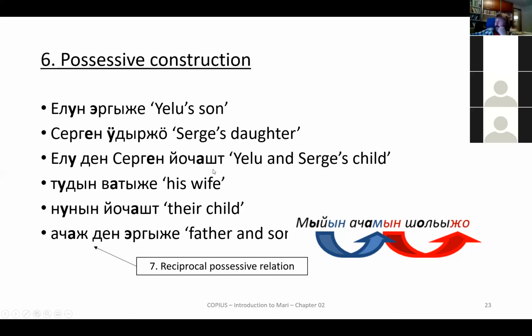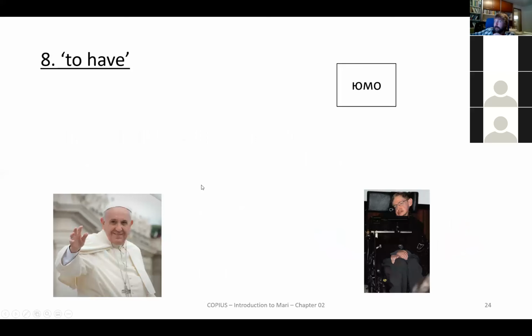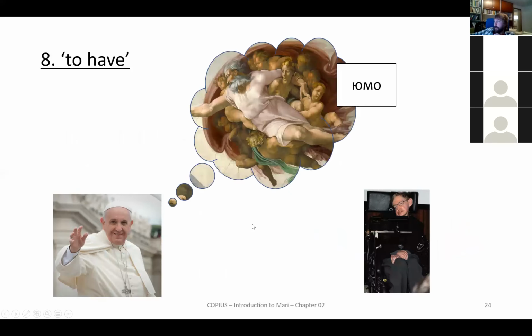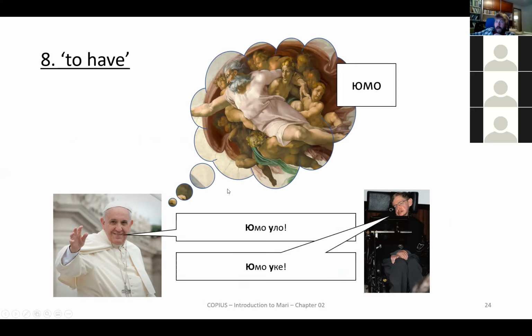Okay, this gets us now to the habeo constructions. How do you say that you have something in Mari? So last week we were looking at the Pope and Stephen Hawking discussing the existence of God, where you could say Yumo ulo, God, there is God. Yes, it is very Turkic. This double marking of the possessive relationship is generally considered a Turkic influence, that you use it so consistently.